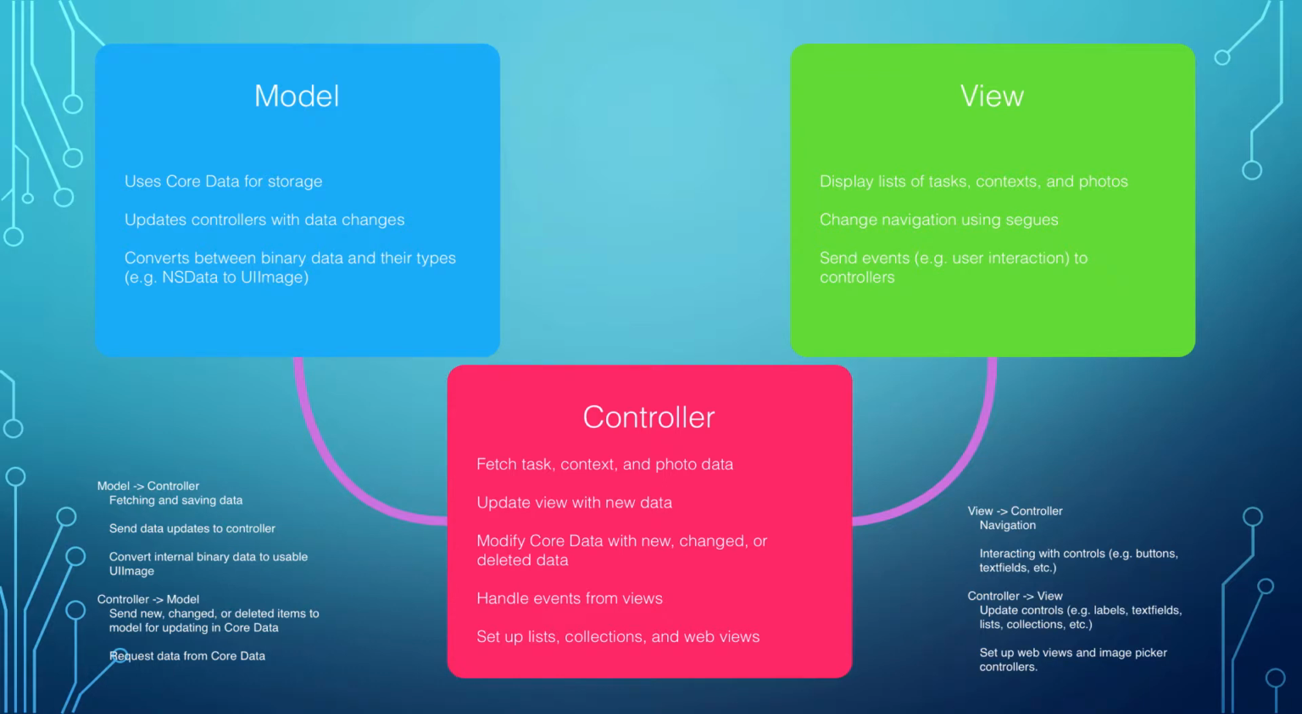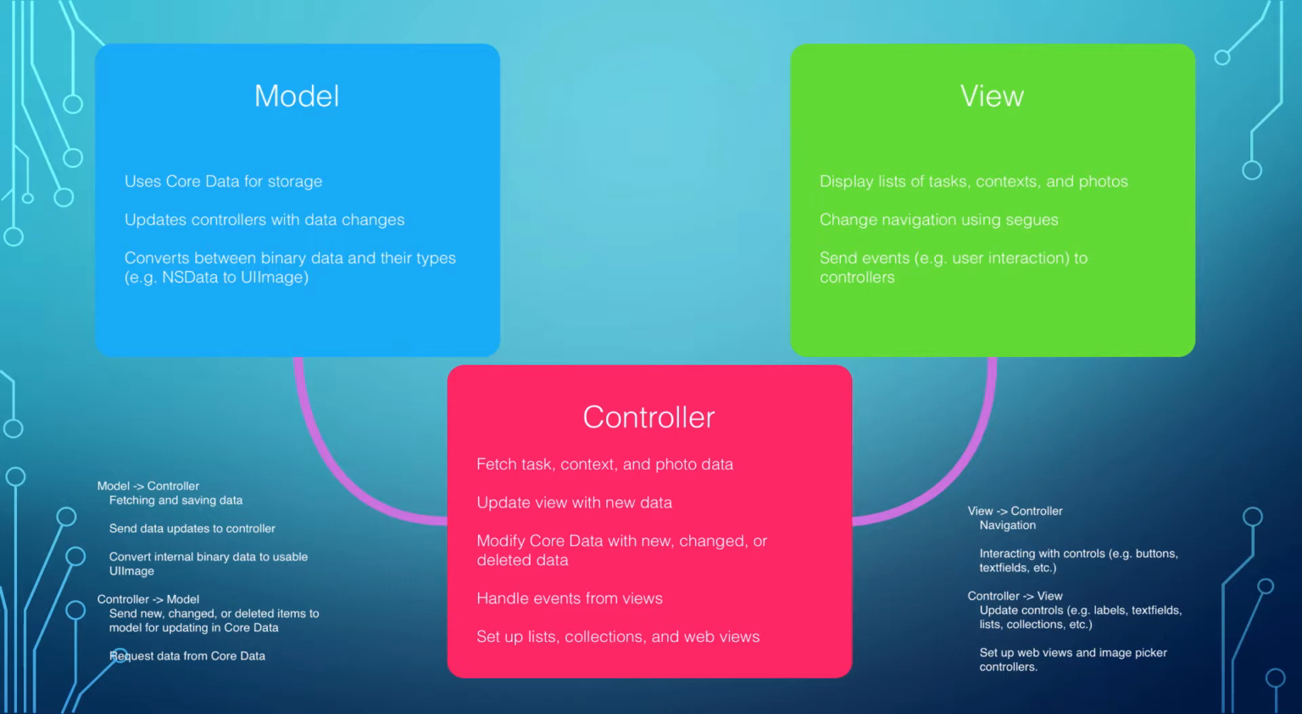Moving on to the MVC architecture diagram, we see the standard model, view, and controller. The model uses core data as a storage layer and updates the controllers with data fetched from core data. It automatically converts NSData to UIImage in the case of the photo class, and from an NSSet to an array of photo objects in the case of the task class.